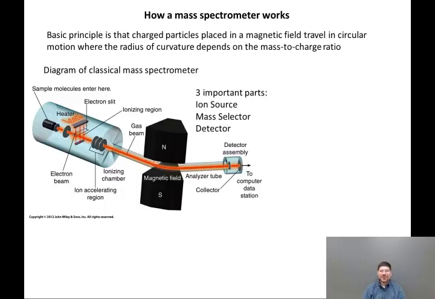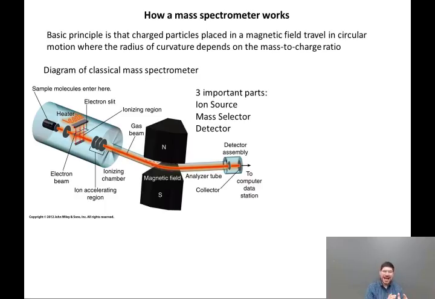So depicted here is the diagram of what I'm going to call a classical mass spectrometer, which is also called a magnetic sector mass spectrometer. Any mass spectrometer has three important parts. You have the ion source, which is on the left, the mass selector, which is in the middle, and the detector, which is on the right in this diagram. And as you can see, the mass selector, the magnet, is curved.